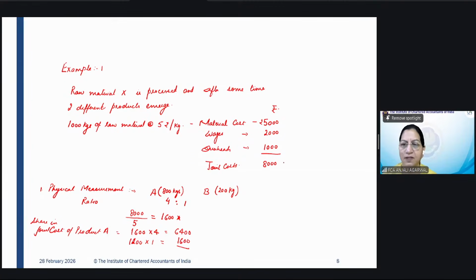So this will tell us that out of 8000, how much did you utilize for product A? It was 6400. And how much cost did you incur for product B? It was 1600. So we have allocated the total joint cost of 8000 amongst joint products A and B in the ratio of 4:1. So the share in joint cost for product A is 6400 and the share in joint cost for product B is 1600. Right?